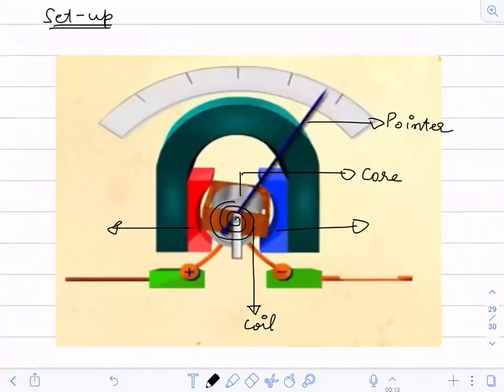The coil is actually this one. This is the coil, and this is the spiral spring.